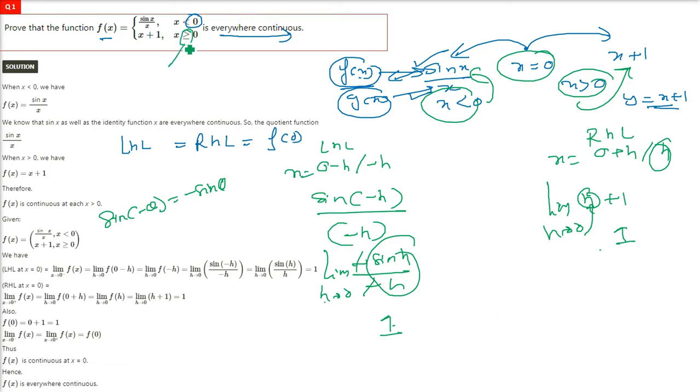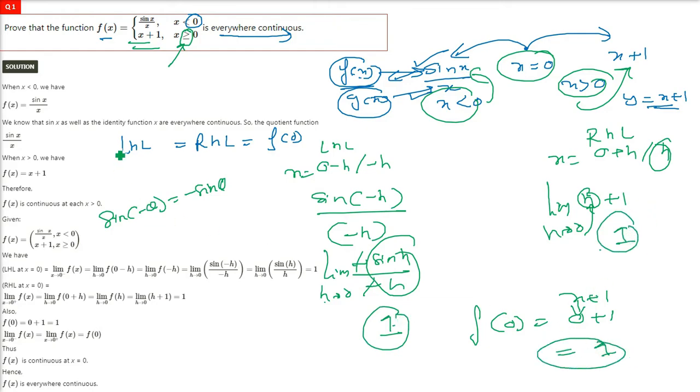And what is the value of the function at x equals 0? We have to use x plus 1 here. So f(0), just put it here. In place of x, replace it by 0. 0 plus 1 is x plus 1, I am replacing x by 0. So it is 1. So left hand limit, right hand limit and the value of the function, they all are equal. So you can say that at 0, this function is continuous.